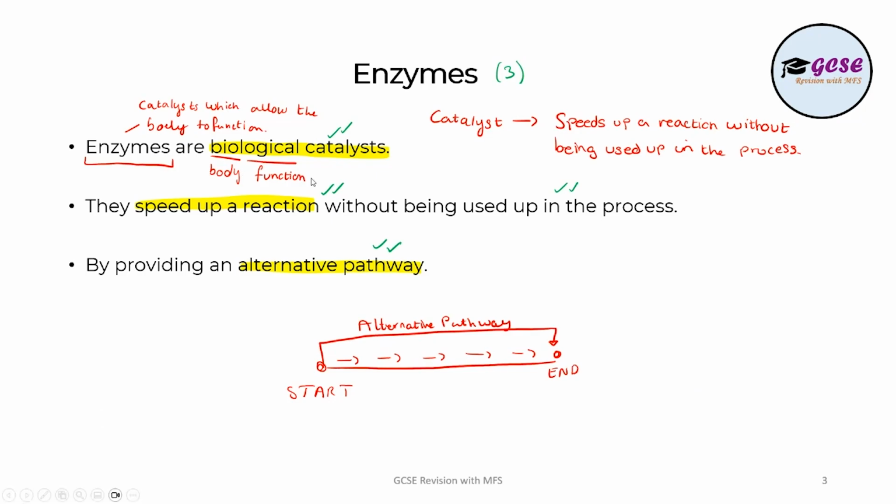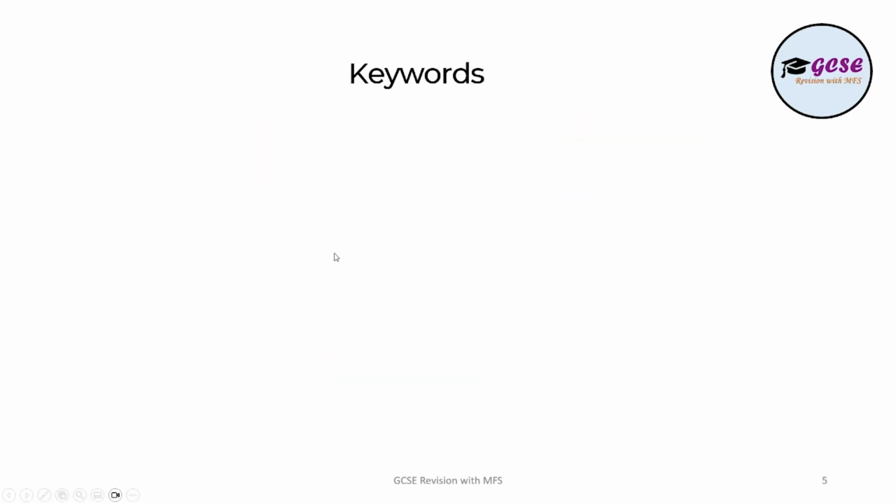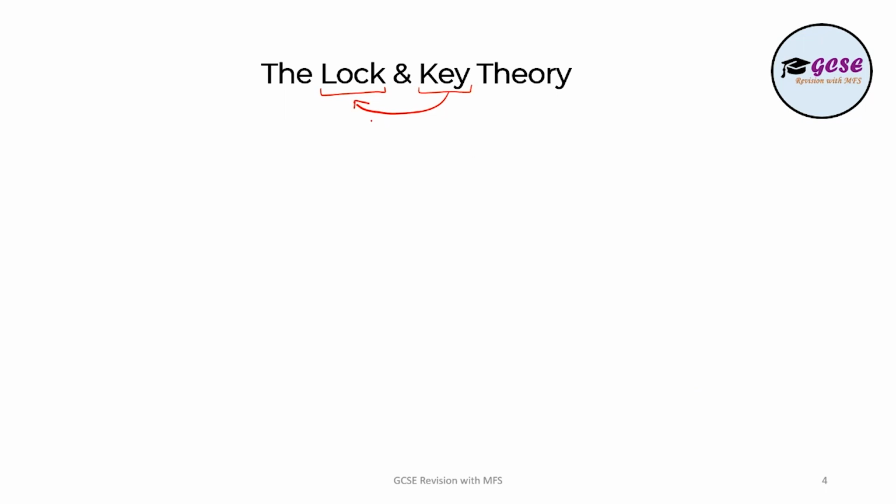Okay, so now if we move on to the lock and key theory, now this is a really common exam question, so you need to know the key points along with the lock and key theory. Now the lock and key theory is basically as it sounds. You've got the lock and you've got the key. You know what a lock is, and you know that a key is used to open the lock. And that's basically what happens in terms of enzymes.